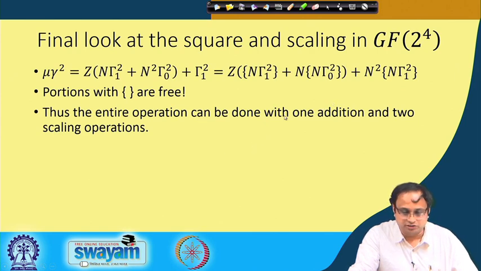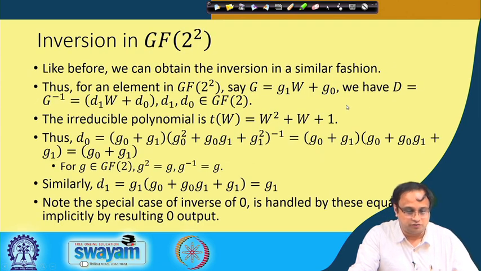So, therefore, the entire operation can now be done with one addition and two scaling operations, which we have already seen. Okay. So, finally, you have one more step to be observed, which is the inversion in GF(2^2). Like before, we can again obtain the inversion in a similar fashion.